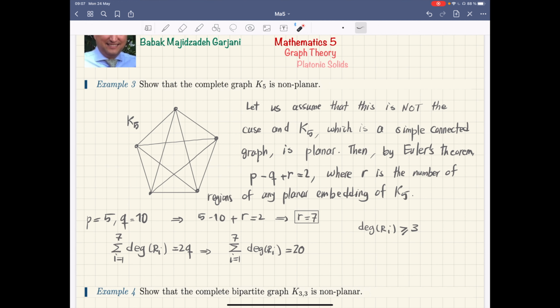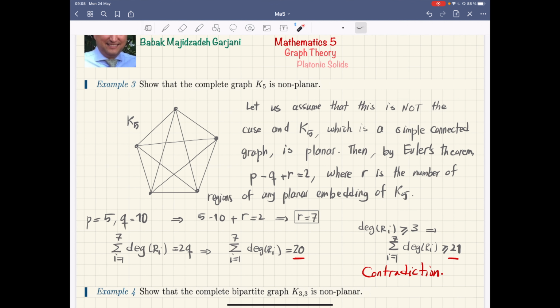So I would say that this implies that the sum of the degrees of R_i, i from 1 to 7, is greater than or equal to 21. But this one and that one, contradiction. Yes? Is that understandable? Let me just review it.